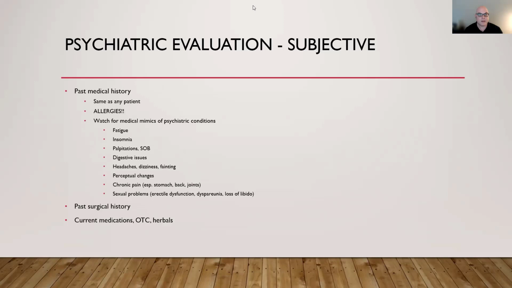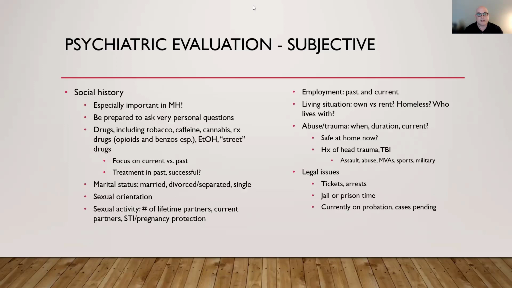You always want to ask about current medications. You want to specify over-the-counter medications, vitamins, minerals, herbals. You really have to ask in that level of detail. All of these medications, herbals, these can interact with psychiatric and other medications, so you need a complete picture of these. Next aspect of the subjective, we're looking at the social history.